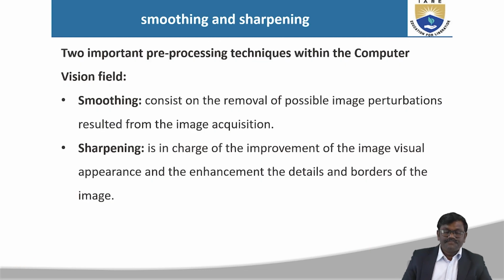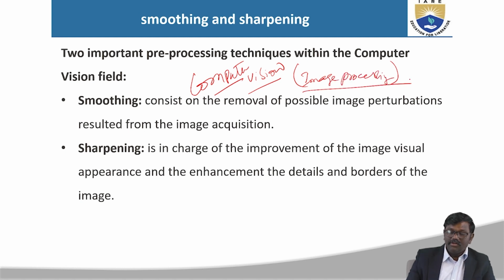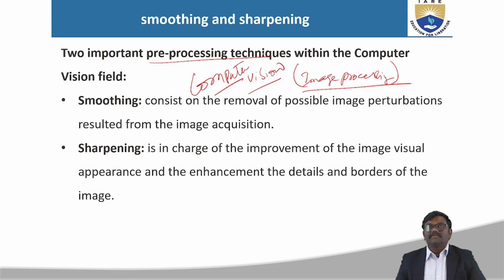So coming to smoothing and sharpening, which we are concentrating on here in terms of pre-processing techniques only within the computer vision field. What do you mean by computer vision field? Computer vision field is nothing but your image processing. Your image processing is right now concentrated on pre-processing techniques, where the computer vision field is obviously going to be used 100%.